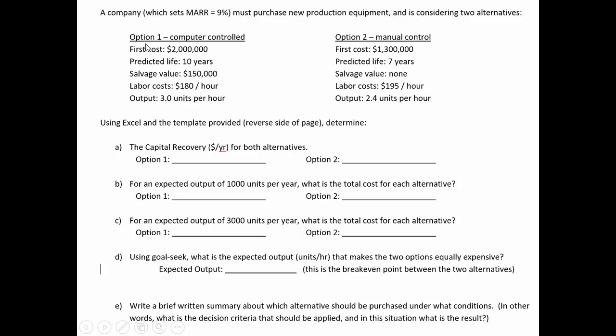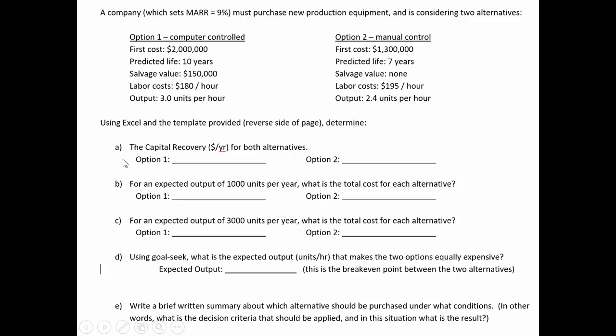Option 1 is the expensive first cost, computer controlled. It costs more to buy, but it lasts longer. It's got some salvage value. It has lower labor costs and is more productive, meaning it can generate more items every hour. It's faster than the humans are.